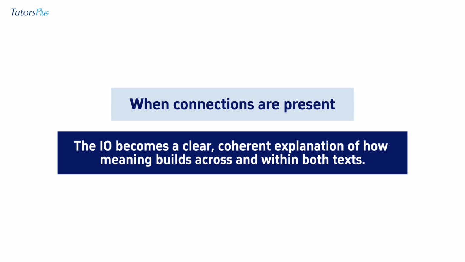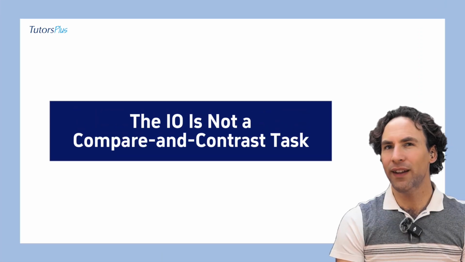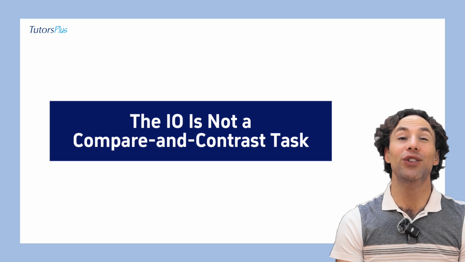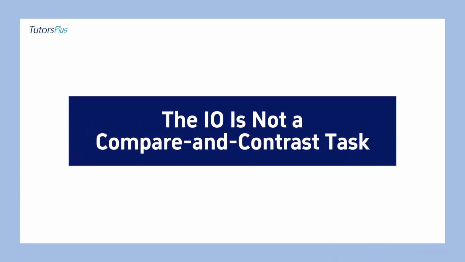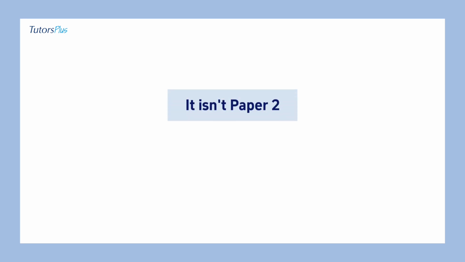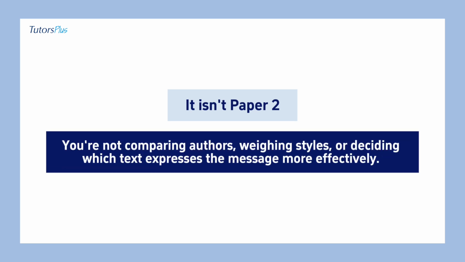With this in mind, we need to consider that the I/O is not a compare and contrast task. This is an area that is often struggled with, as students take into account the idea that it is a compare and contrast because there are two texts, which can be confusing, but it's not a Paper 2. It's completely different to Paper 2. You're not comparing authors, you're not weighing the different styles or deciding which text expresses the message more effectively.